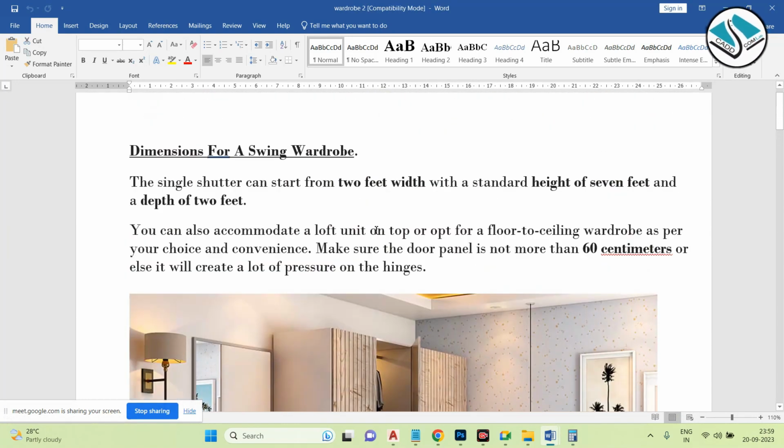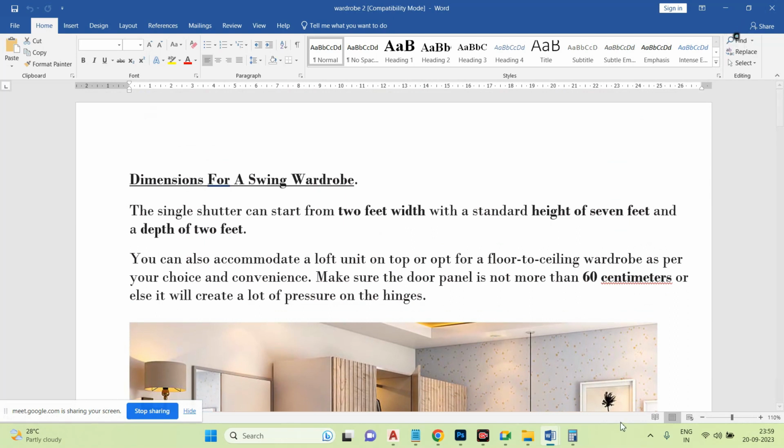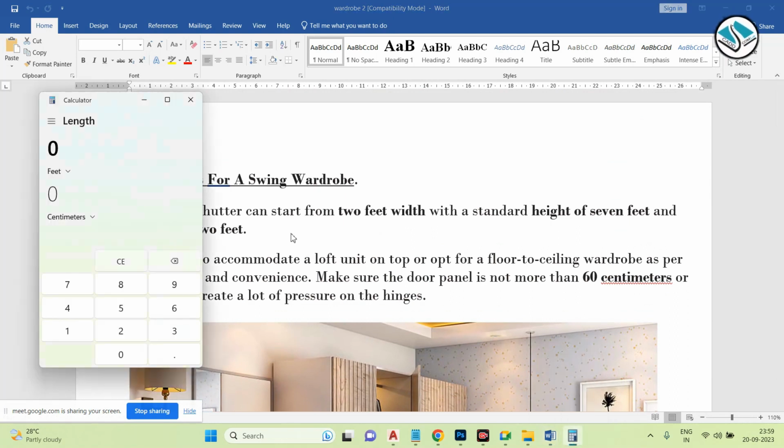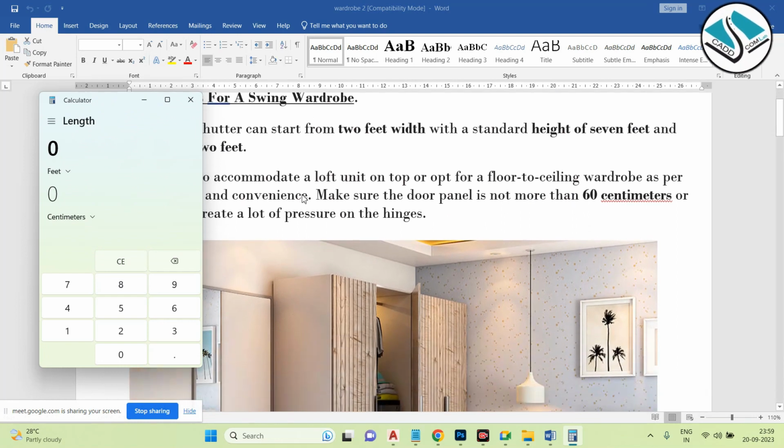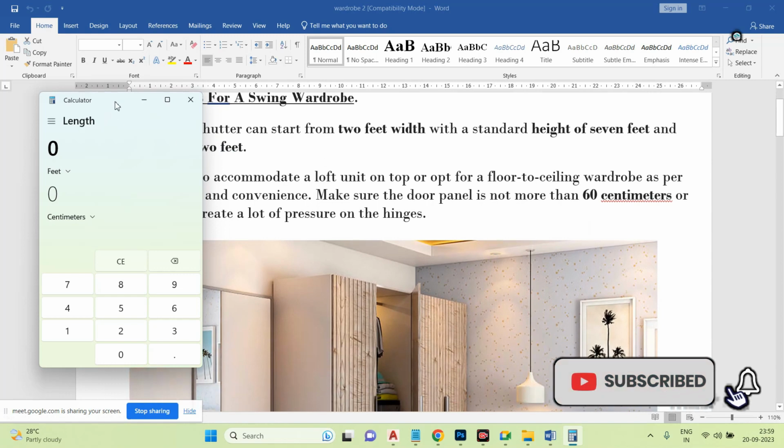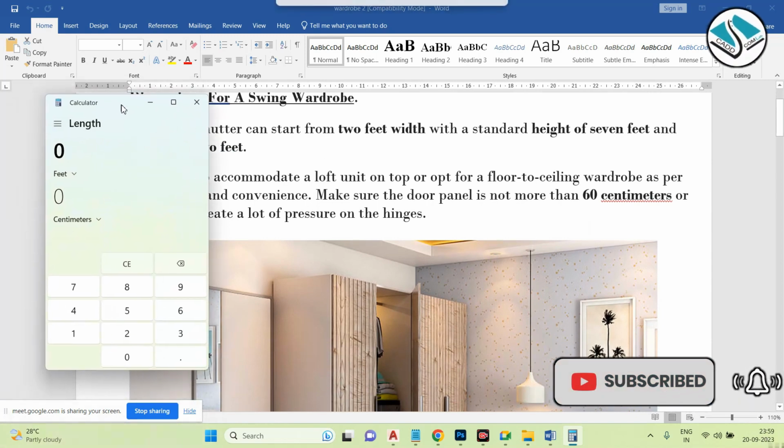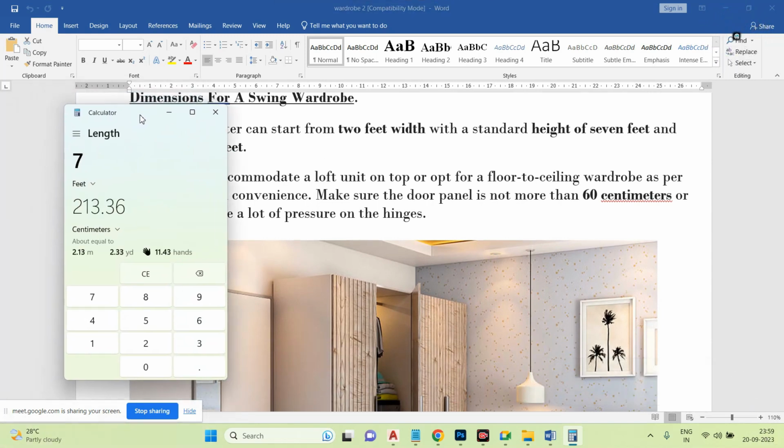Okay, no problem. So this point is clear. The standard height of the wardrobe is 213, and the depth of the wardrobe should be 60 centimeters. Right? Okay, I got it. And the height limitation: what is the minimum standard size, and how much is the upper limit?